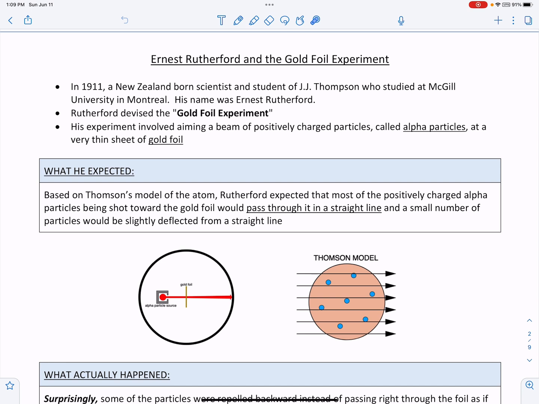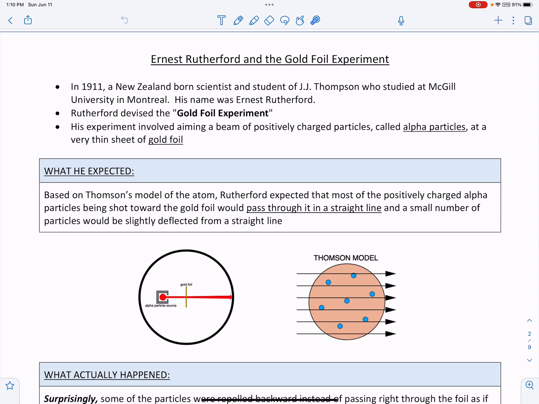foil. Now, this is what he expected. Based on Thomson's model of the atom, Rutherford expected that most of the positively charged alpha particles that were being shot through the gold foil would end up directly behind the gold foil at this location here. He created a screen that would glow brightly if the presence of these alpha particles was detected.